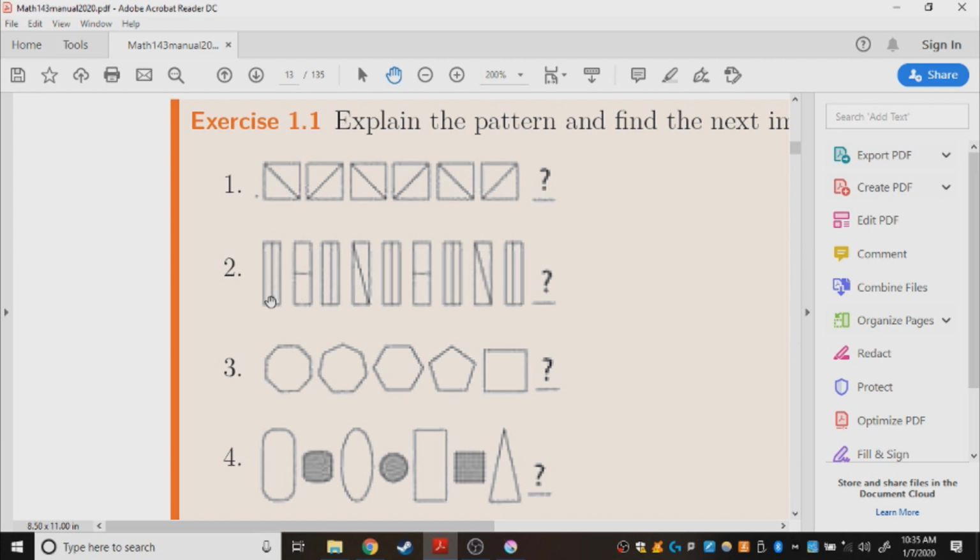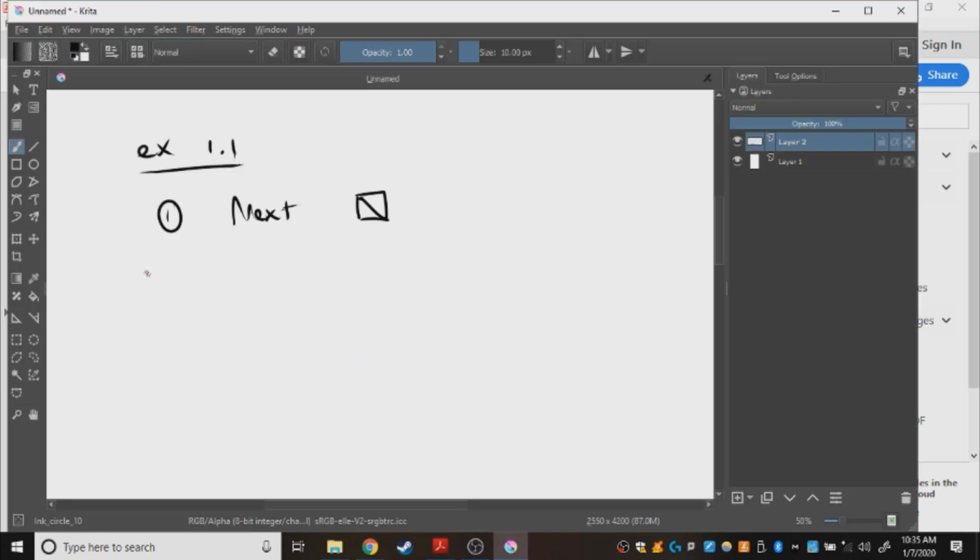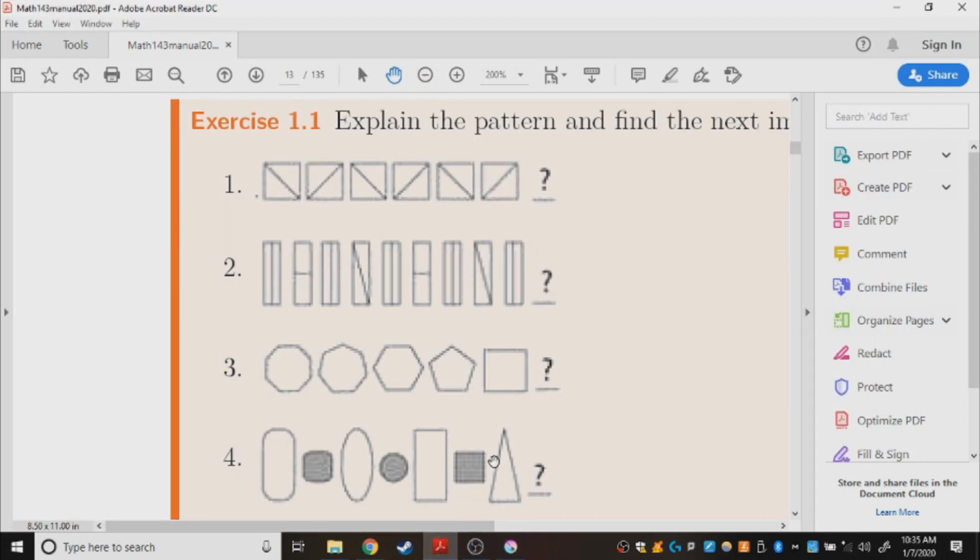The other ones alternate. So we end with a diagonal, and the previous alternating one was, we end with a vertical. The previous one was a diagonal one, so it should be an H one. Okay, let's draw an H, like so. Everyone happy with that? We're just starting. Is there a pattern in number 3?